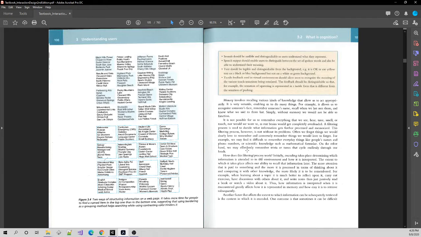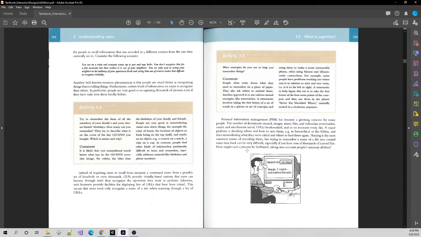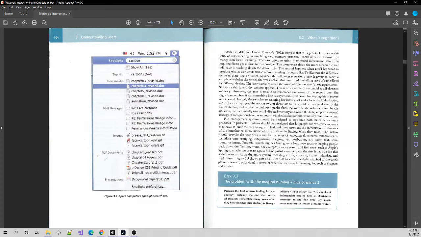And working memory is more what we're concerned with when we think about users and their memory, because there's only so many thoughts or objects that you can hold in your working memory at one time. And I don't know where they talk about it. Here we go. The problem with the magic number 7 plus or minus 2. So you can only hold 7 plus or minus 2. They call it chunks of information.